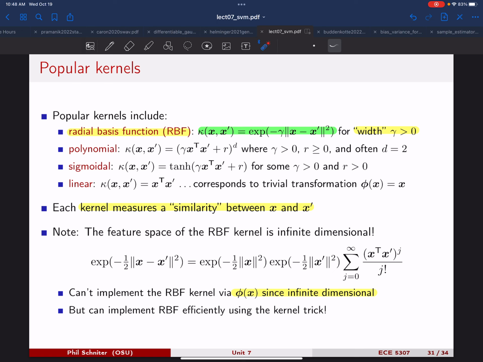So that is going to be the big motivator for the next unit, where instead of using some predefined transformation or predefined kernel, we're actually going to learn a good transformation from the data itself. And that is essentially what neural networks do. So stay tuned for the next lecture.